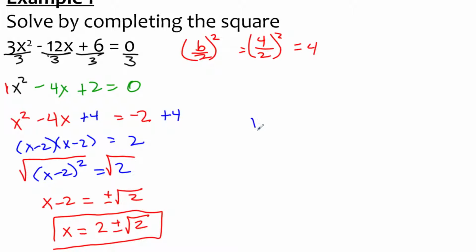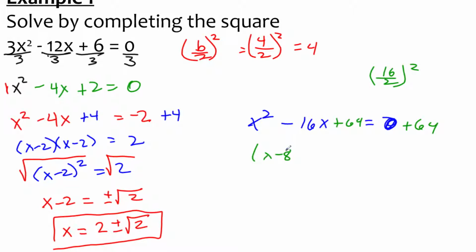Let's say we completed the square with x squared minus 16x. And I said complete the square on this. You would say, okay, I'm going to divide this by 2 and square it. So that would be 16 over 2 squared, which would be 8 squared. So I'd add 64 to both sides. And then this factors nicely into x minus 8 squared. And then I could solve this.